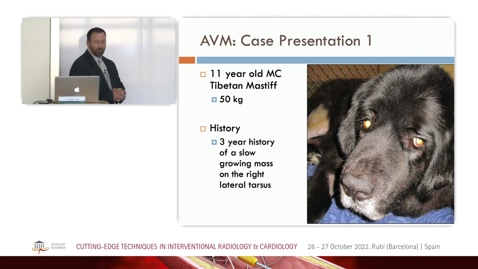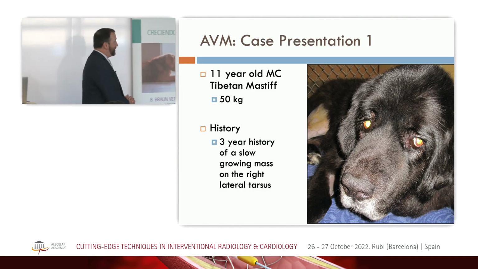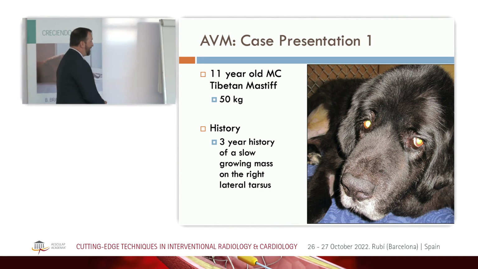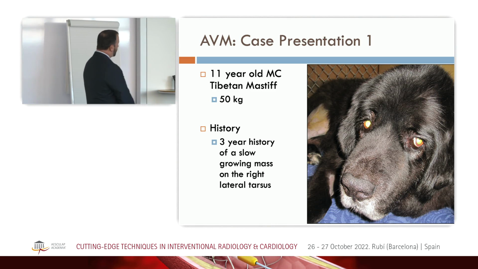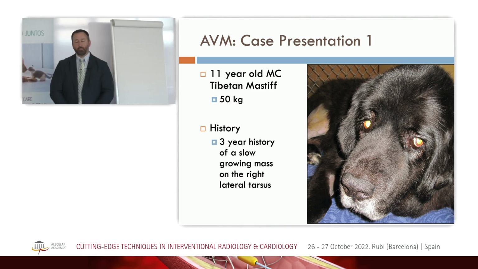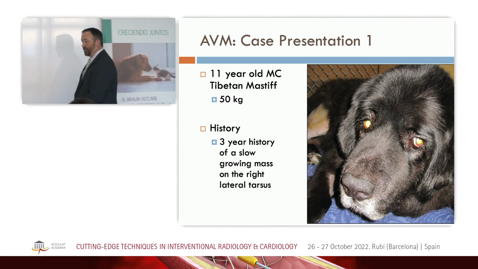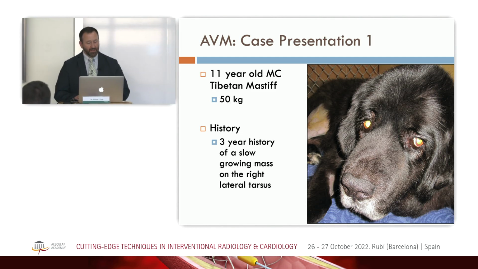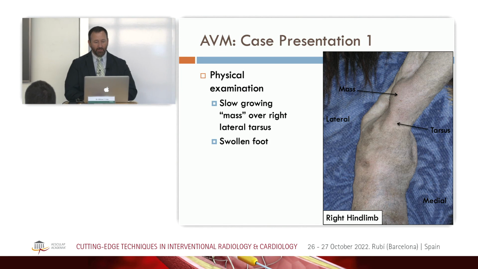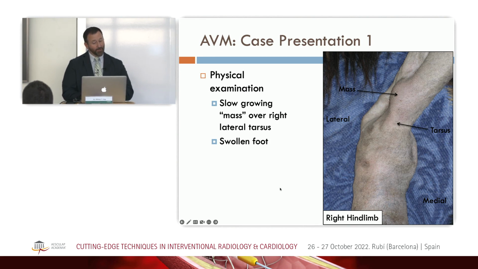All right, so this is Bear. Bear is a big mastiff, has a lot of orthopedic disease, an 11-year-old mastiff that came in, 50 kilograms. He also had this 3-year history of a slow-growing mass on the right lateral tarsus. Everybody was waiting on it, thought it was maybe a lipoma or something like that. Came in, here's this mass on the right lateral tarsus. We can see that, but in a second I'll show you the rest of Bear's foot, which is the more concerning thing.